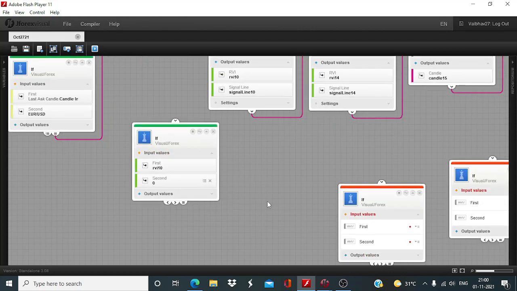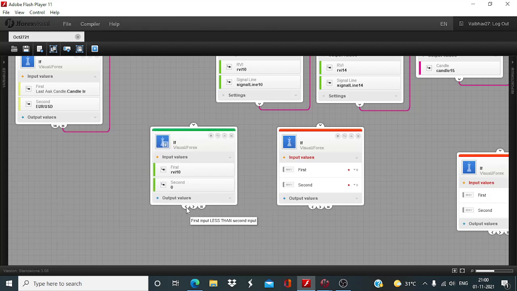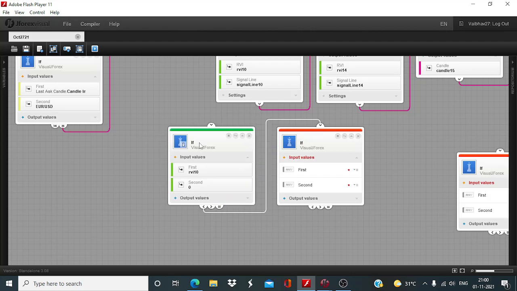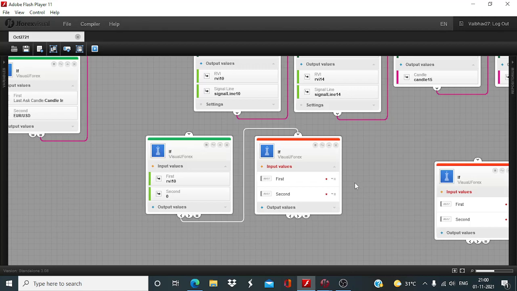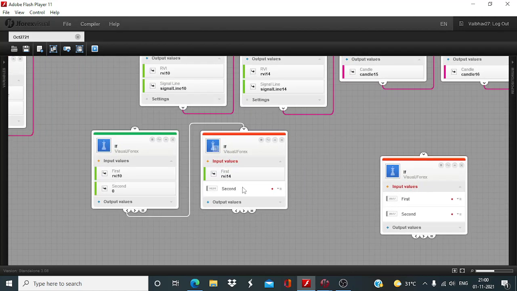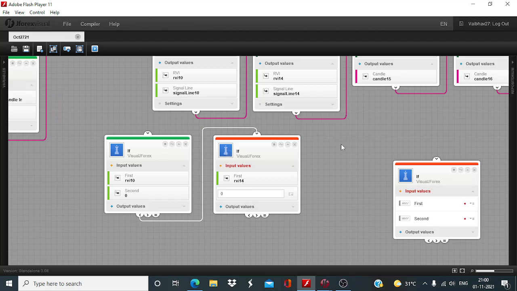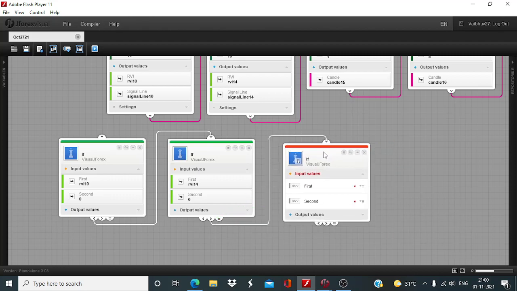First input less than second input, whereas RVI 14 was above 0. This is the RVI output 6 hours back, which we are retrieving. First input greater than second input.